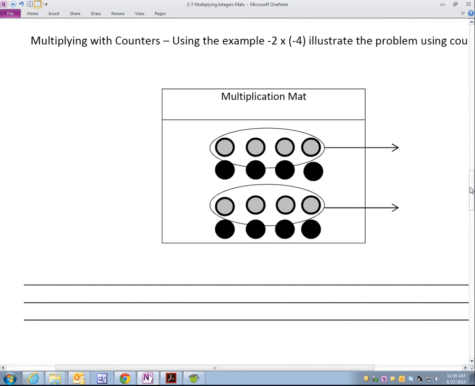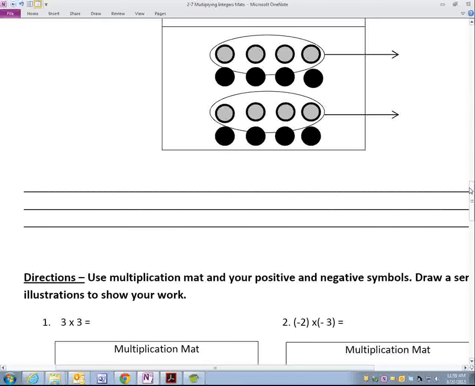So I'm going to rewrite this. You do not have to rewrite this. I'm just doing this so I don't have to sit on the floor and write this. So we have -2 multiplied by -4. Is that right? Yes, it is. Okay.